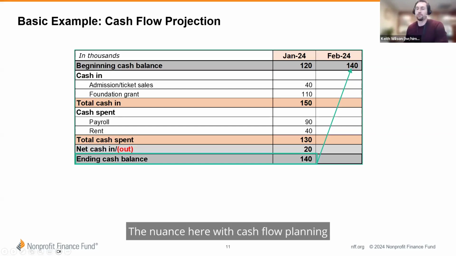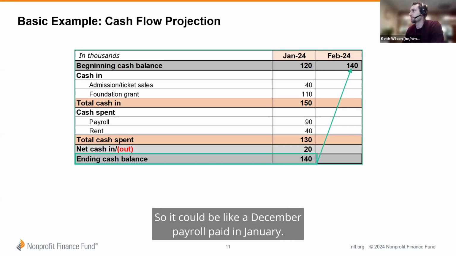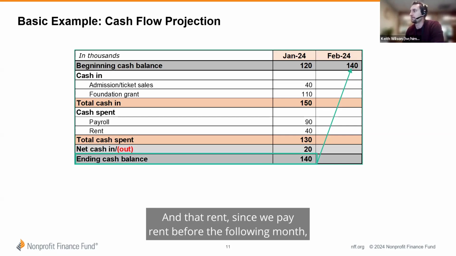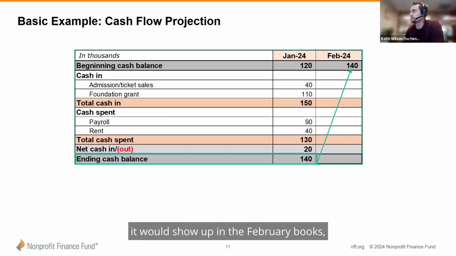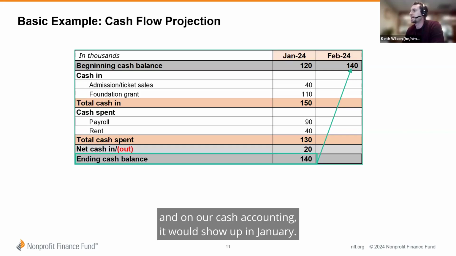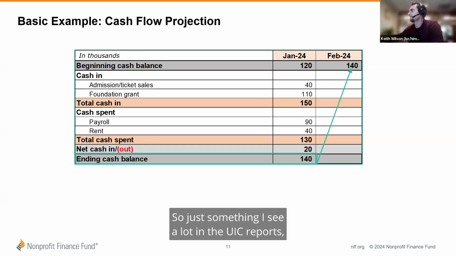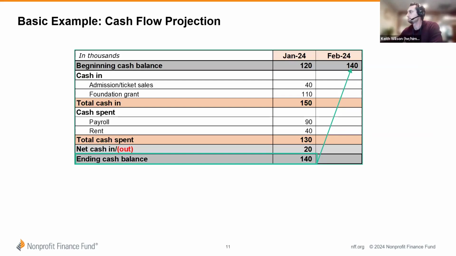The nuance here with cash flow planning as opposed to accrual accounting is that payroll is reflecting the pay dates. So it could be like a December payroll paid in January, and since we pay rent before the following month, we might be paying for February rent there. In accrual accounting, it would show up in the February books, and in January on our cash accounting, it would show up in January. Just something I see a lot in the reports, the difference between accrual and cash. I like this example a lot. Thanks for showing it. Yeah, of course.